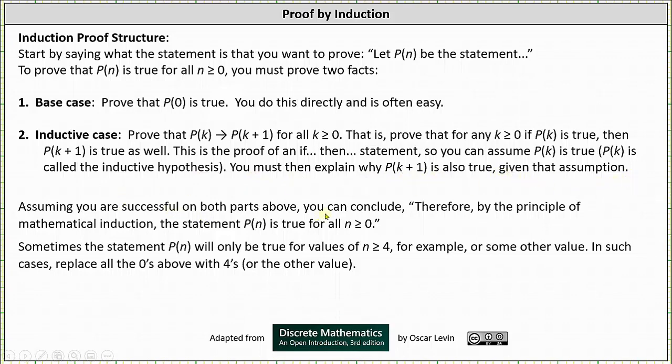Assuming you are successful on both parts, you can conclude, therefore, by the principle of mathematical induction, the statement P of n is true for all n greater than or equal to 0. Sometimes the statement P of n will only be true for values of, for example, n greater than or equal to 4 or some other value. In such cases, replace all the zeros above with 4s or some other value.